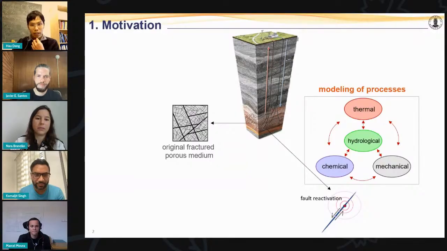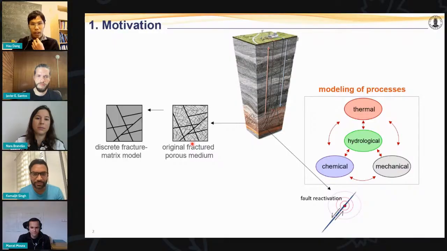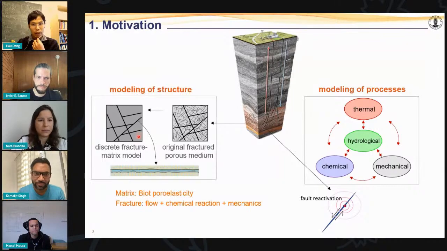As you can see here, the structure of rock in the subsurface is so complex. It includes many existing fractures at different sizes. In my study, I'm modeling the structure by using the discrete fracture matrix model. This model can represent both matrix and fracture explicitly, so it allows for accurate modeling of the interaction between them.